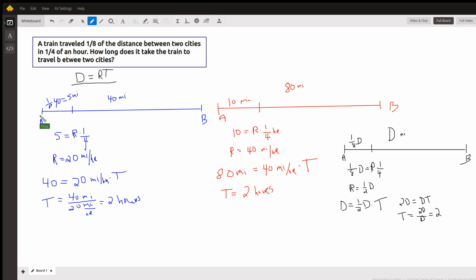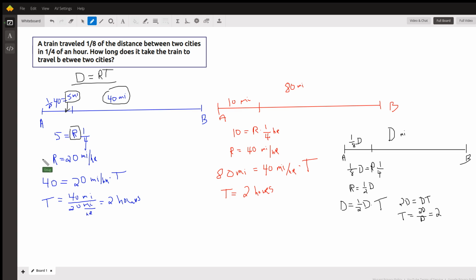So here's one example. If the distance from city A to B is 40 miles, that's a specific example. An eighth of that distance is 5 miles. And this 5 miles we can cover in a fourth of an hour. So distance equals rate times time. We don't know the rate. But if I multiply both sides by 4, I get the rate is 20 miles per hour.